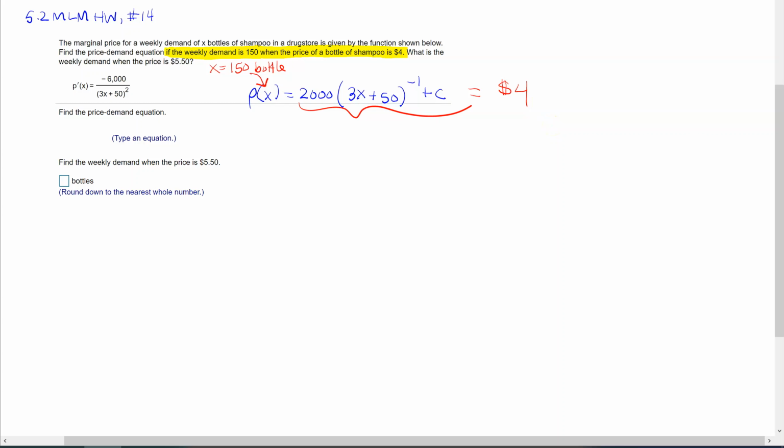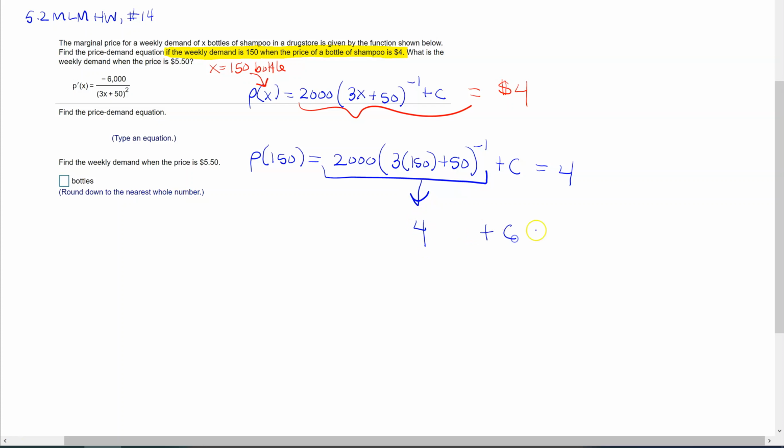So let's go ahead and do that and see what we get. I'm just plugging 150 in for my input, for my demand. So that's going to be 3 times 150 plus 50 to the -1 plus C, and that has to equal $4. So I'm just going to enter all this into my calculator and get a number for that. Ooh, I got 4. So if 4 plus C equals 4, then C has to be 0, right? If I just subtract that off. So in this case, my constant is a 0.